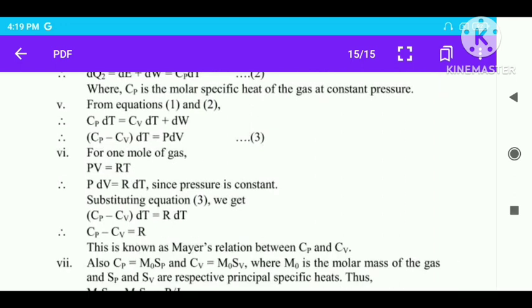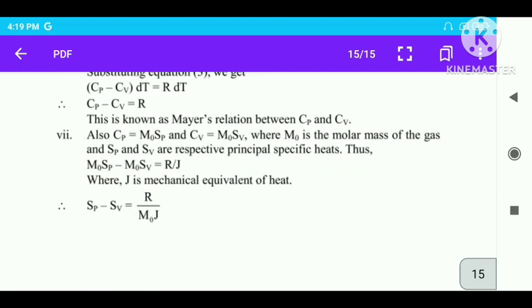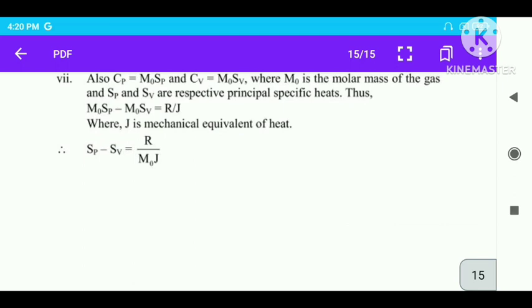For 1 mole of the gas, PV is equal to RT. Seventh, also Cp is equal to M0 Sp and Cv is equal to M0 Sv, where M0 is the molar mass of the gas and Sp and Sv are the respective principal specific heats. Thus, M0 Sp minus M0 Sv is equal to R by J, where J is the mechanical equivalent of heat. Sp minus Sv is equal to R by M0 into J.